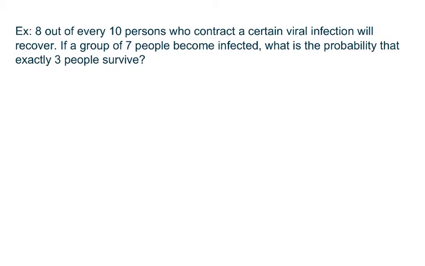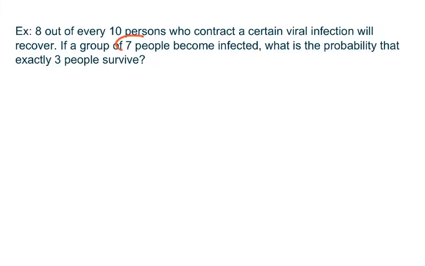The next one is going to be the longest of the 3, and then the last one will be kind of in between. So 8 out of every 10 persons who contract a certain viral infection will recover. If a group of 7 people become infected, what is the probability that exactly 3 people survive? So we have a lot of information here being thrown at us.